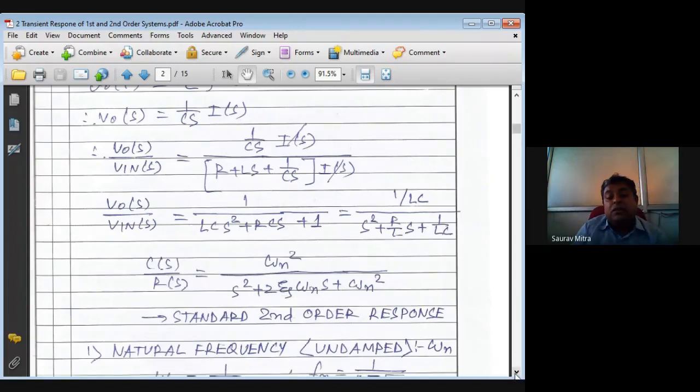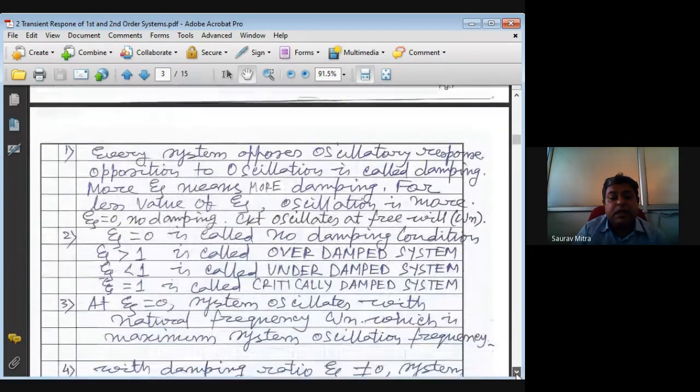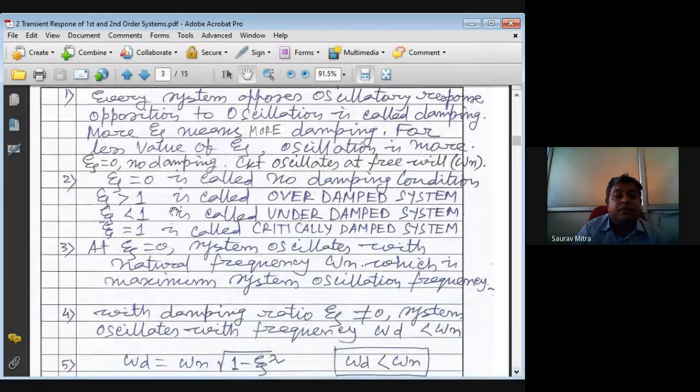All those things are not much required for us, so we are skipping this part, and we find that there are 4 cases. This part is very important. Zeta equal to 0 is called no damping or undamped. Zeta greater than 1 is called overdamped; the system is very slow. Zeta less than 1 and greater than 0, meaning zeta is between 0 and 1, is called underdamped, and zeta equal to 1 is called critically damped. So these are the 4 cases possible.